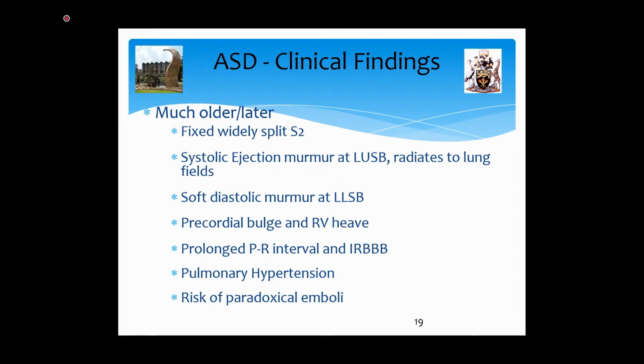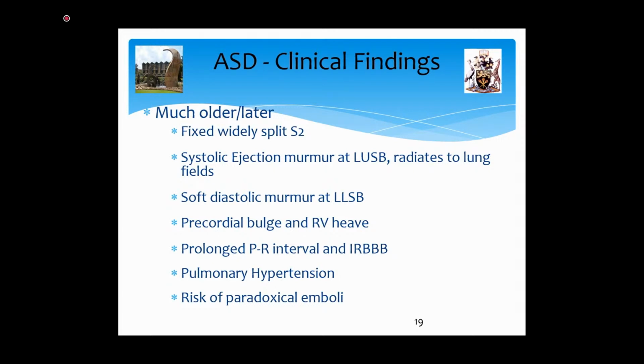You might have a systolic ejection murmur at the left upper sternal border that radiates to the lungs because of the flow through the pulmonary valve. Sometimes there's a soft diastolic murmur at the left lower sternal border, which corresponds to the tricuspid valve area. It's because of increased blood flow through the tricuspid valve.